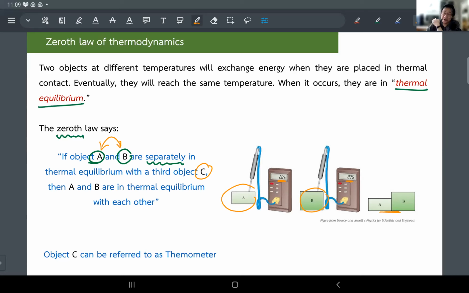It's a little bit of history. They had already defined the first law, second law, and third law before this law, and they just realized that, hey, this law is like a fundamental of everything. So they said, I don't know where to put it. Let's call it the zeroth law of thermodynamics.